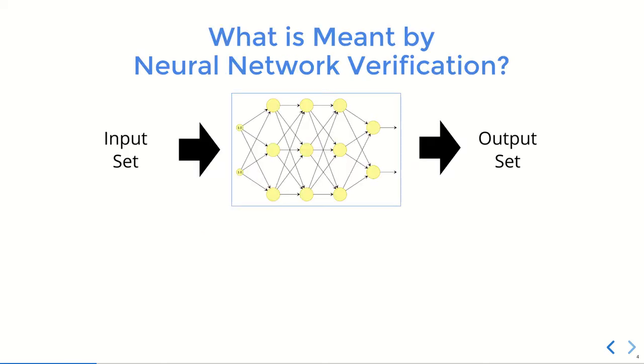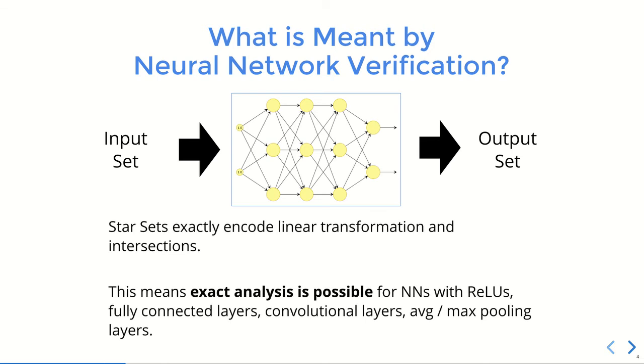This paper is about neural network verification. Specifically, it's about the open loop neural network verification problem, where given some constraints on the input set, we want to prove properties about the output set. And in particular, it's about evaluating improvements to the star set analysis method.